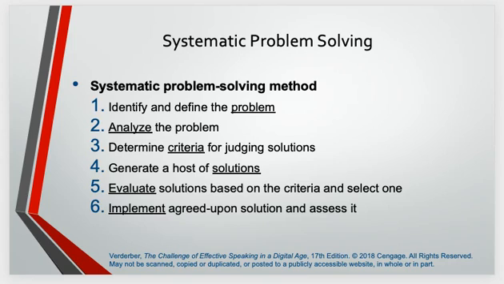So the systemic problem-solving method is a six-step problem-solving method. To be an effective group, your group needs to follow a process for analyzing problems and coming up with a productive solution in a short amount of time. And one method to effectively do that is using this systemic problem-solving method.